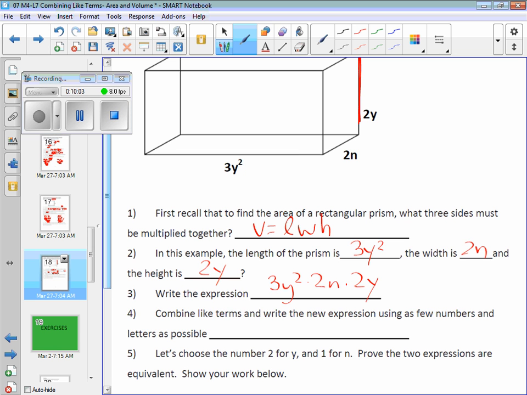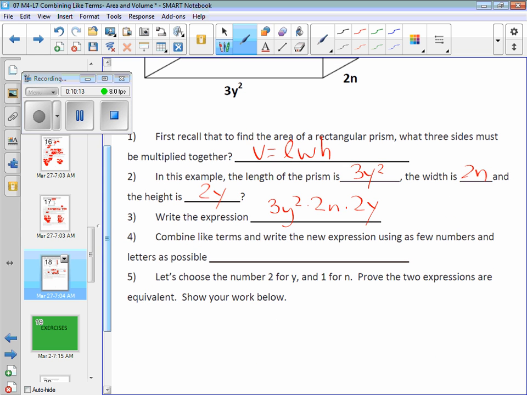Coefficients first, variables last. This is two. There's a 2n here. Question 2. Oh, should be a period.